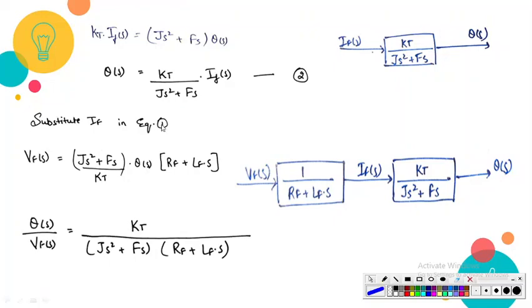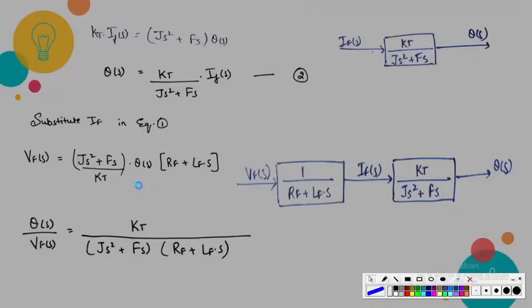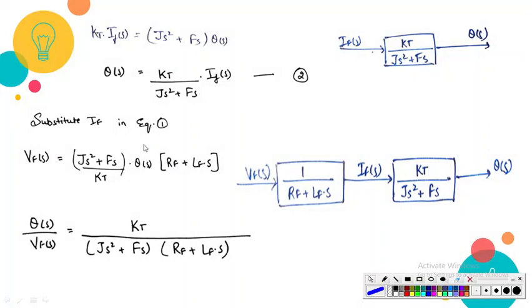And if I substitute this value of IF from here, IF can be written as Js square plus Fs into theta s by KT. If I substitute it in the KVL equation over here, I can take IF as common, so it will be RF plus LF into S. If I take that as common and substitute this IF value in this equation, then I can easily relate my input and the output.